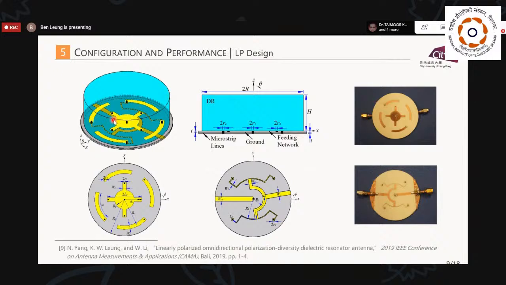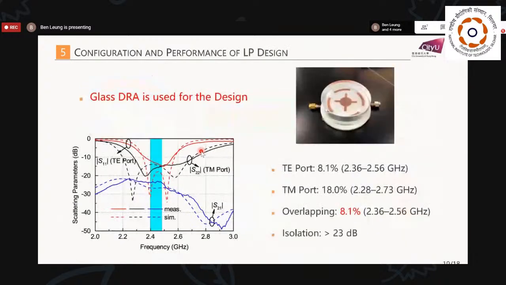Okay, now this part, the cross patch, is to excite the TM mode. Here we have the alpha lobe to excite the TE mode. So we have the diversity antenna. Okay, this is the fabricated antenna. One port is for TE, the other port is for TM.